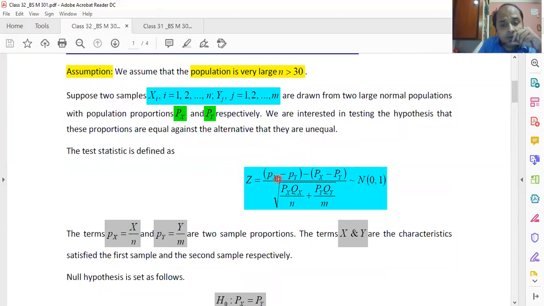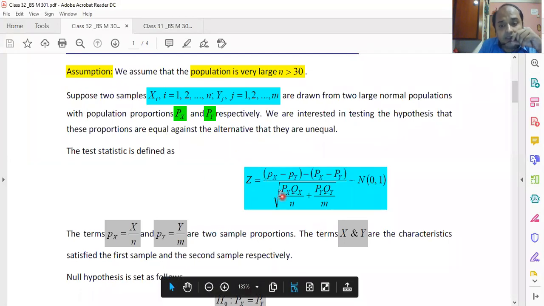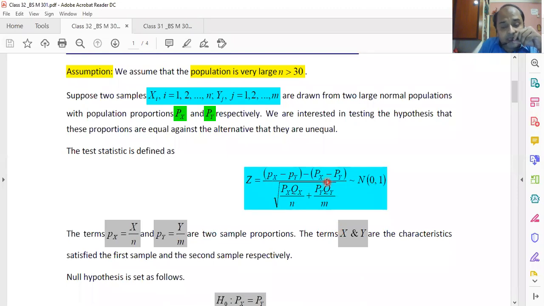Z is equal to small px minus small py minus (capital Px minus capital Py), divided by under square root Px qx by n plus Py qy by m. If capital Px is the population proportion of the X population, then small px is the corresponding sample proportion of the X population. If capital Py is the population proportion of the Y population, then small py is the corresponding sample proportion of the Y population.